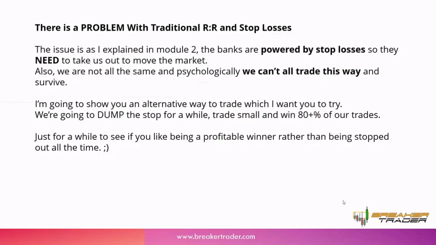But there's problems with traditional risk reward and stop losses. The issue is, as I explained in module 2, the banks are powered by stop losses, so they need to come and take out stops in the market to build their order books in order to move the market in the direction that they want. So we're programmed as retail traders to put a stop loss in the market. The bank's job is to take out our stop loss. There's a disparity there. It doesn't add up. Our job, basically, as far as they're concerned, is to put money in the market so they can take it and run off with it.